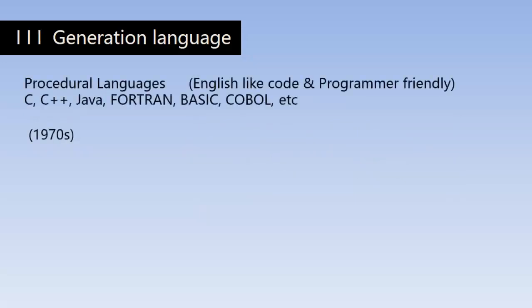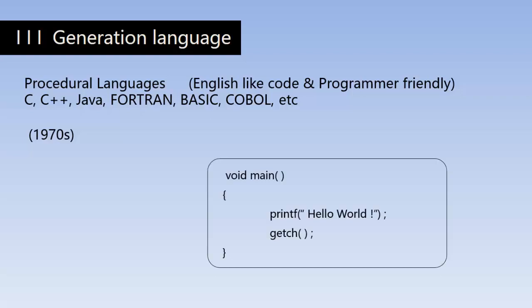Then begins the third generation, and the languages invented in this generation are called high level languages because the programs consist of English-like statements and mathematical expressions. Because of this reason, they are very programmer friendly and are designed to run on a number of different computers with few or no changes at all.